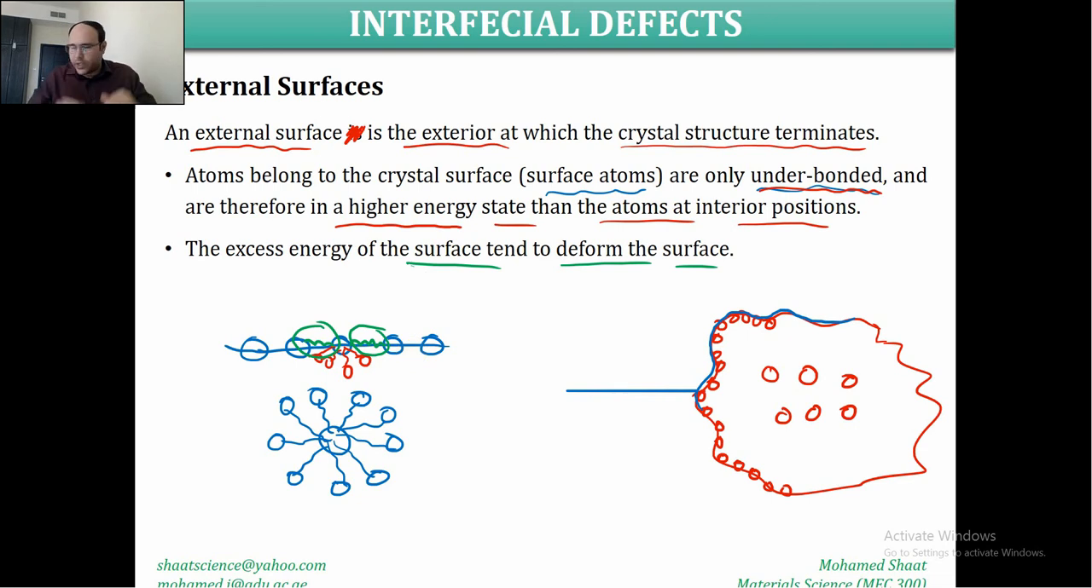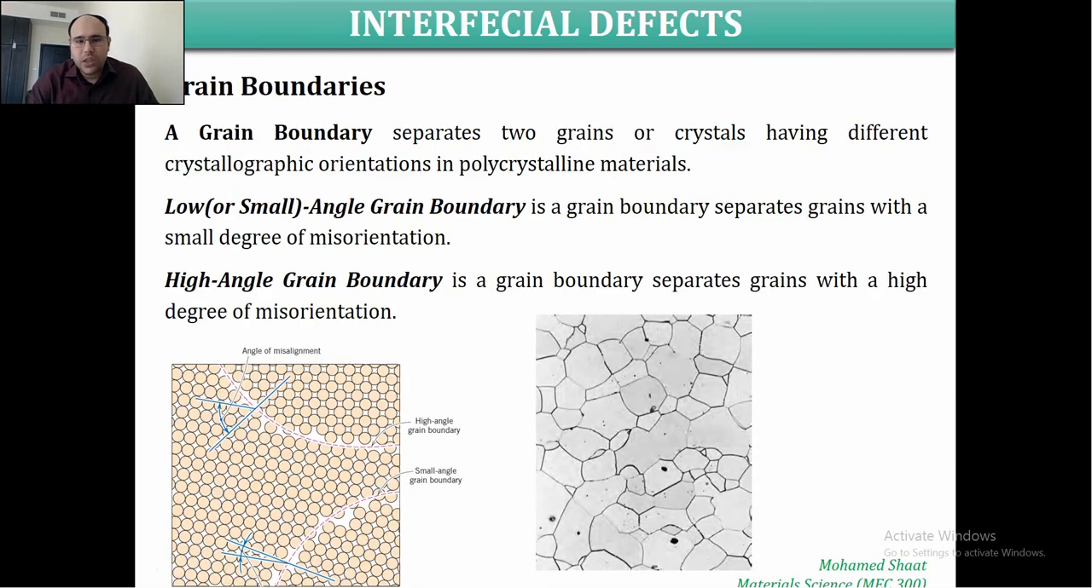It will be curved. Because of what? Because of this excess energy, because of these tension forces, the surface will not be perfectly straight, it will be curved. It means that there is another effect of these surface forces or surface energy, that it would result in a curved, distorted or deformed surface, and that's why it is counted as a defect. Make sense? So this is one of the interfacial defects, which is known as the surface effect.